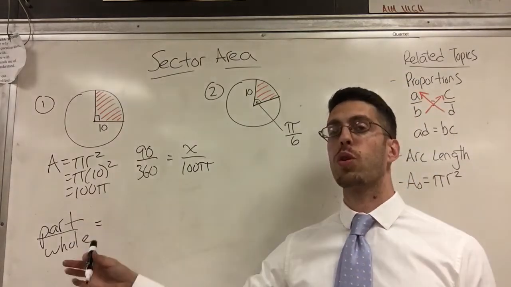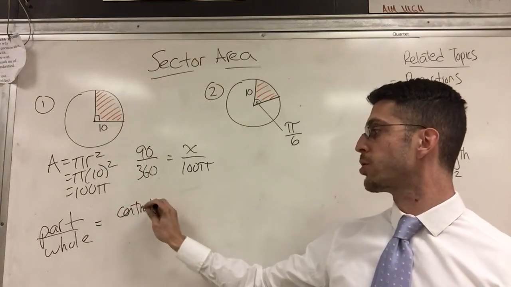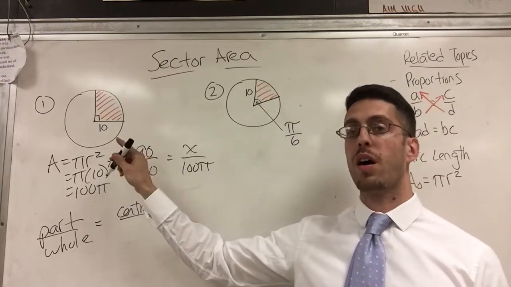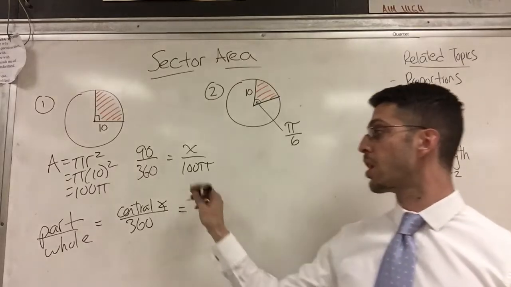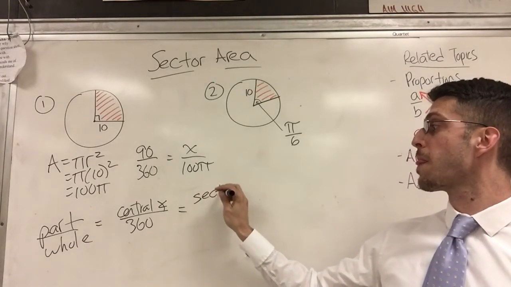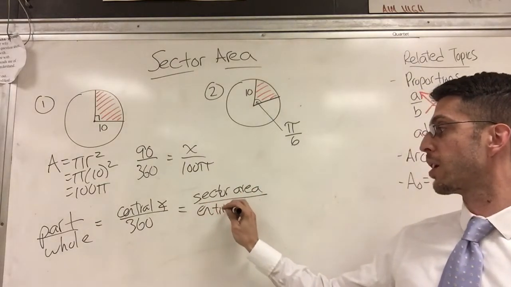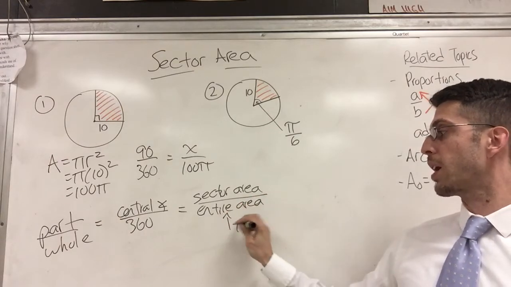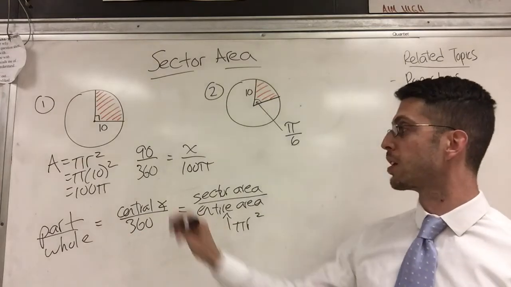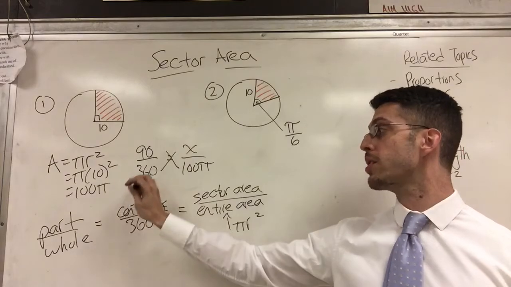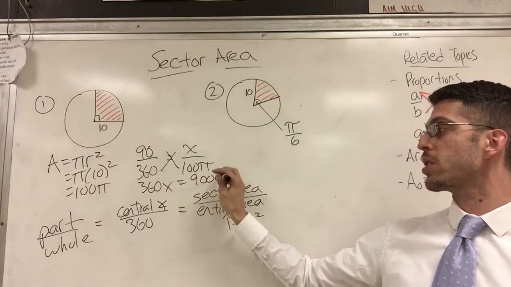So basically, part over whole translates to the given central angle over the entire measure of the circle, which is 360. And then you're going to set that equal to the unknown sector area over the entire area. So keep in mind that's pi r squared for the entire area. So basically that's my formula. Let's solve here. I'm going to go this way first. That's 360x, and that's going to be equal to this way, which is 9,000 pi.